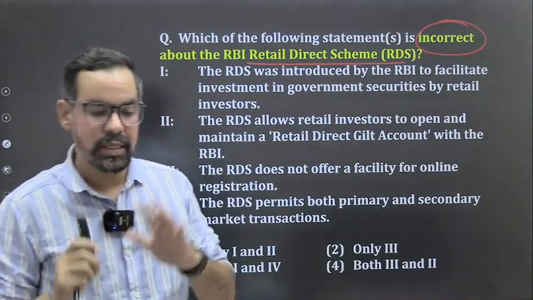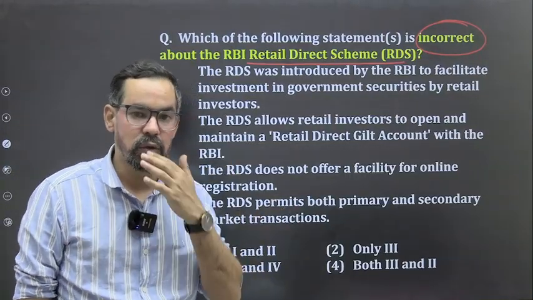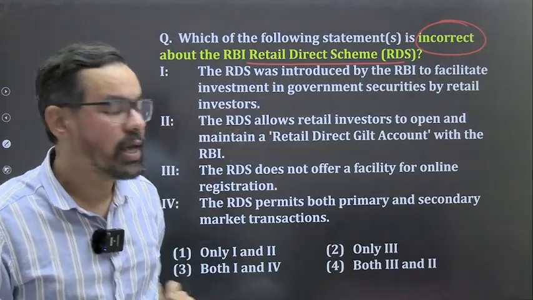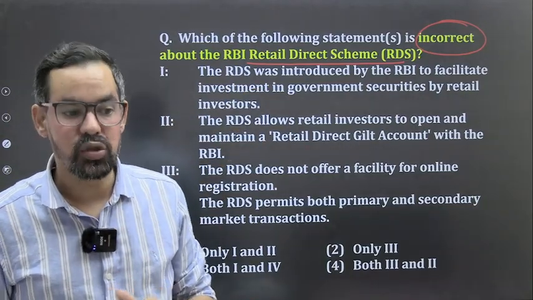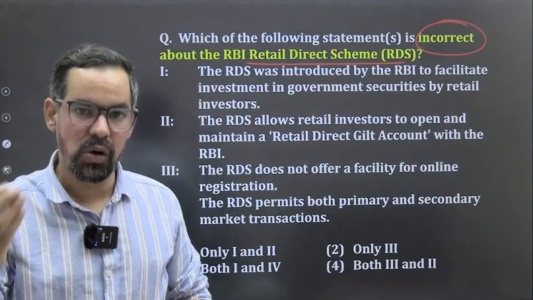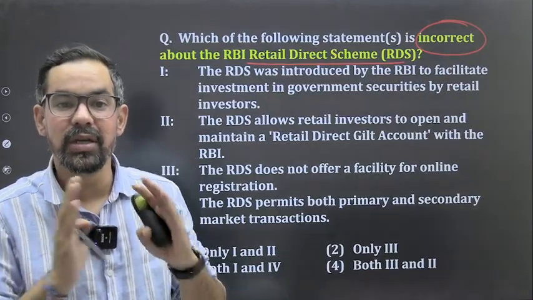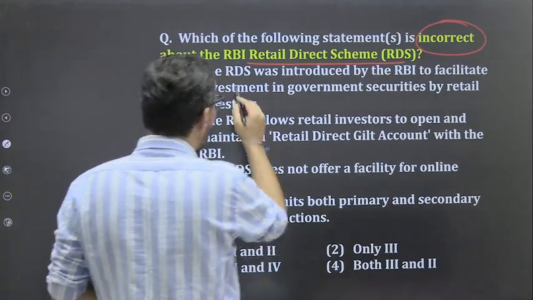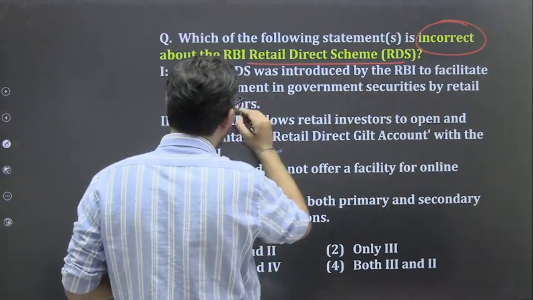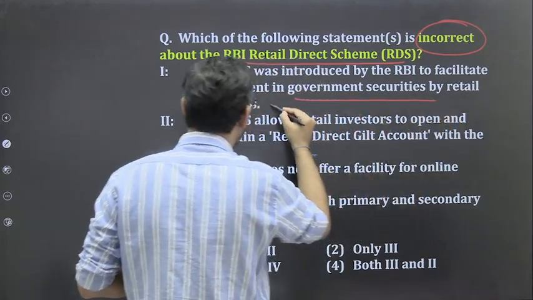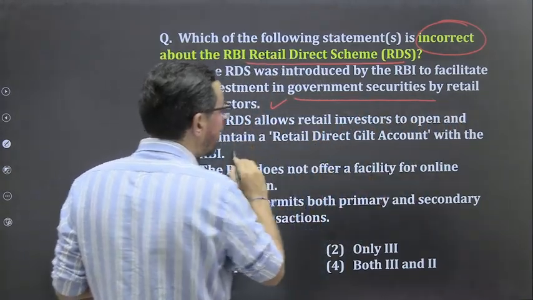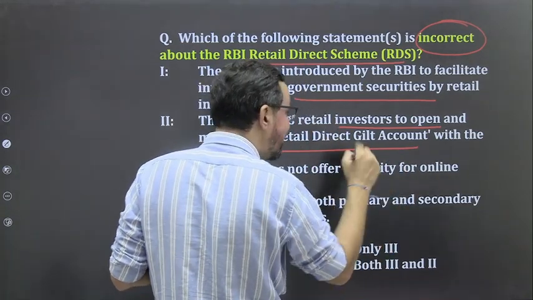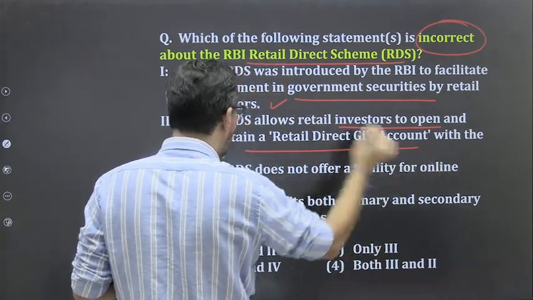सो इसके लिए, या जो retail participation है उसको बढ़ाने के लिए, what RBI did, they came up with this particular platform that is known as RBI Retail Direct Scheme, ठीक है, जिसमें you can open an online account with RBI and you can directly purchase securities or you can sell securities, ठीक है. RDS was introduced by RBI to facilitate investment in government securities by retail investors. 100% true. RDS allows retail investors to open and maintain a retail direct gilt account. Gilt means government securities account with RBI.